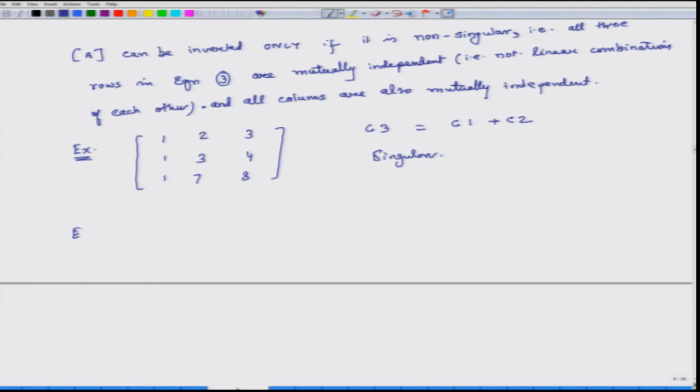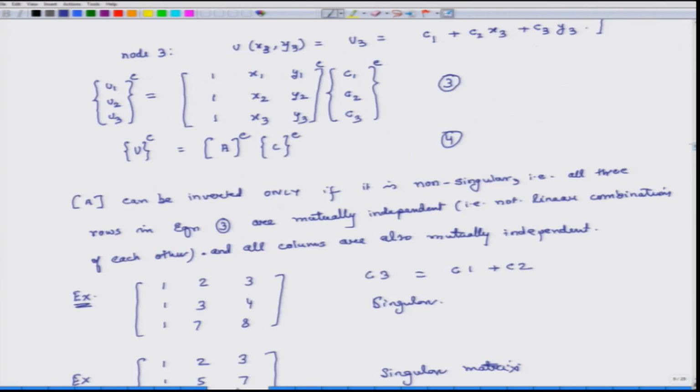Another example: 1 1 1, 2 3 5, 7 5 7. Here two rows are mutually dependent. So, this is again a singular matrix. We should not have this condition. If we have this condition, then we will have a problem inverting the matrix.